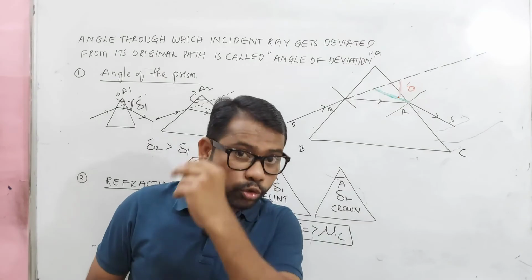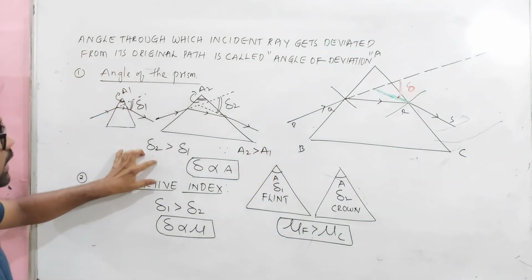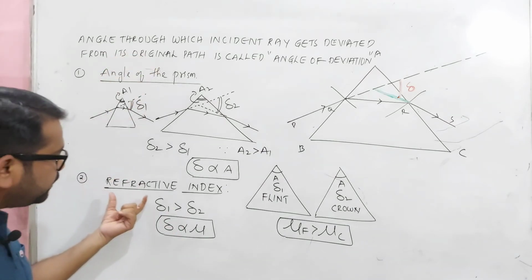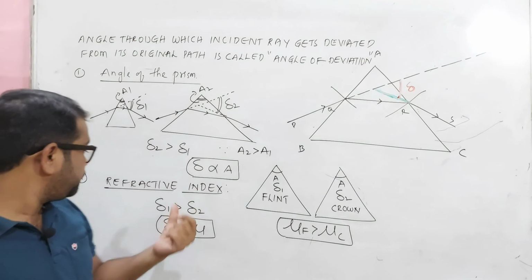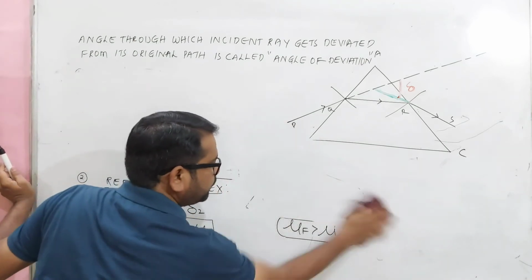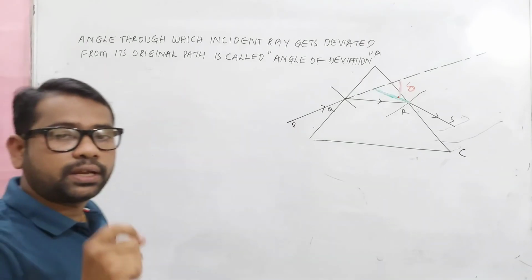Children, so far we discussed two factors. One is that the angle of deviation depends on the angle of the prism: it is proportional to it. And the angle of deviation is also proportional to the refractive index. Just copy it.